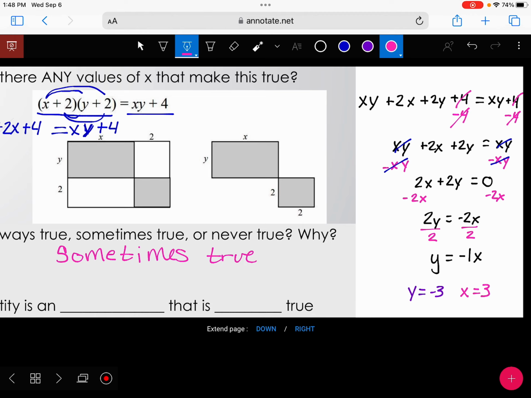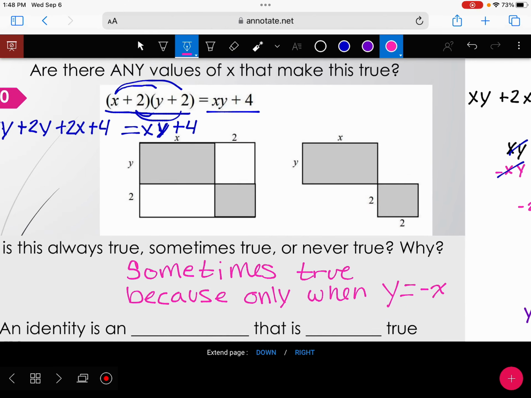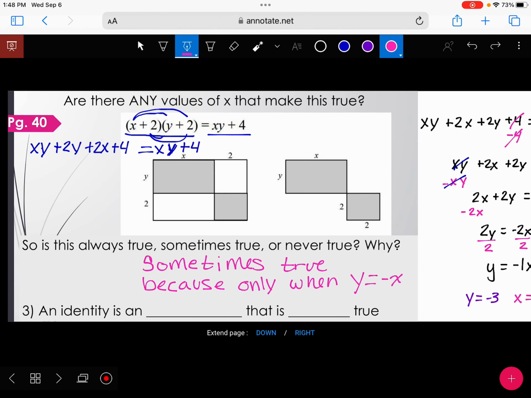This is sometimes true because it only works when y equals the opposite of x, or when x equals the opposite of y. If it works every time, if it is always true, it'll be something that works no matter what x is. It'll always work. Always means always. Like 2 always equals 2. 3 always equals 3.